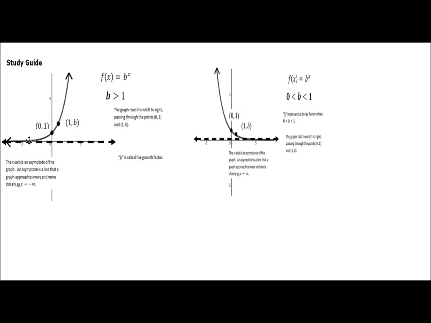And look at the x-axis, this curve never touches it. This line, which the curve seemingly looks like it would touch, but it will never intersect or touch. This particular line is called an asymptote. So mathematically, how would you say it? An asymptote is a line that a graph approaches more and more closely as x is approaching negative infinity. So this is how an asymptote is defined.